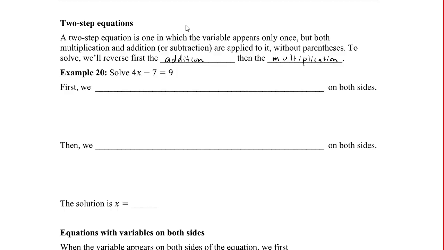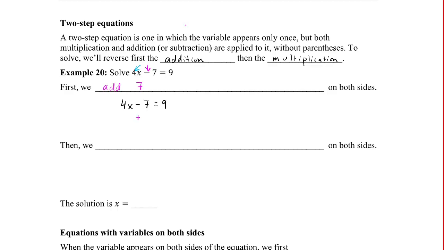So our example two-step equation is 4x minus 7 equals 9. So notice what's happening to our variable. First it's multiplied by 4, and then 7 is subtracted. So we're going to get rid of the subtracting 7 first. The opposite of subtracting 7 is adding 7. So the first thing we're going to do is to add 7 on both sides. So we have our original equation, 4x minus 7 equals 9.